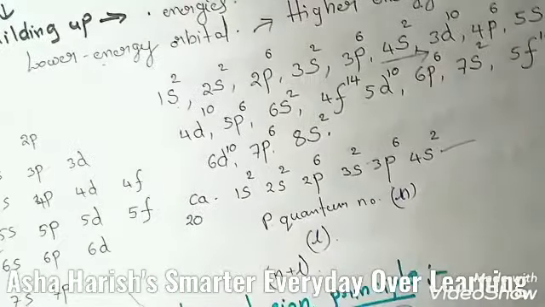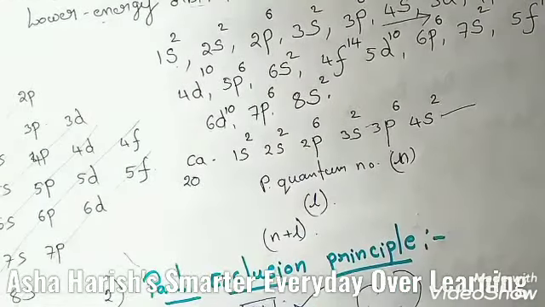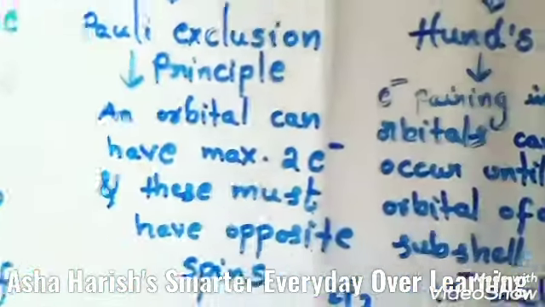Okay students, this is about our today's session on the filling of the atomic orbitals, the Aufbau principle, the Pauli exclusion principle, and Hund's rule.